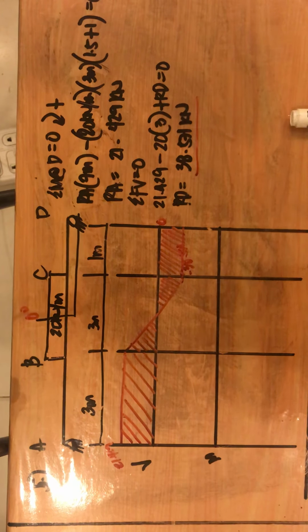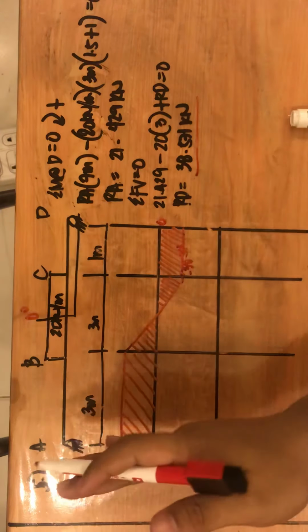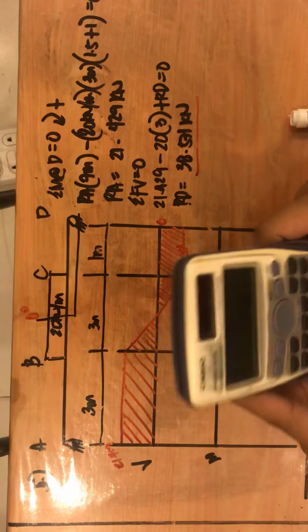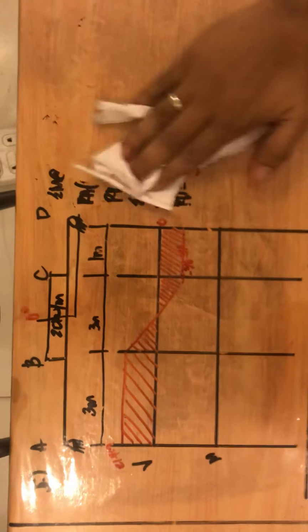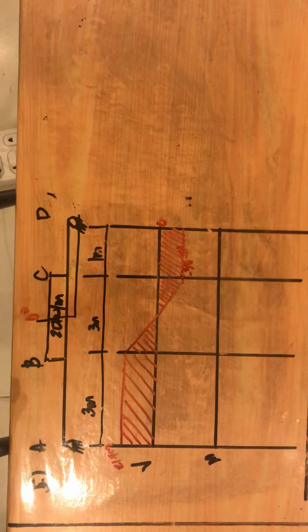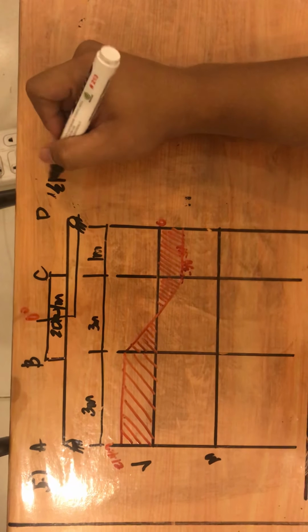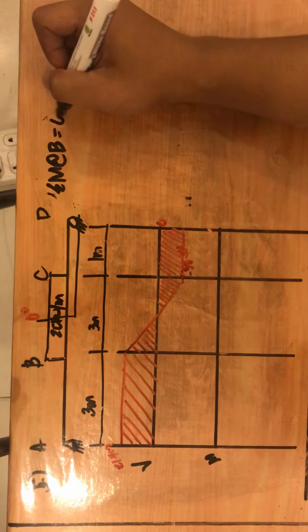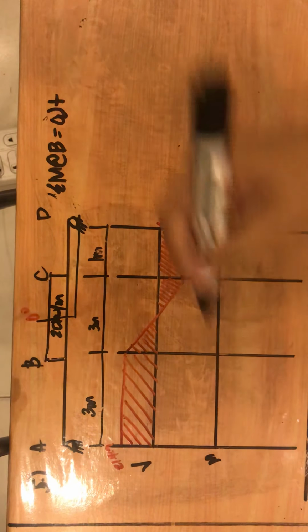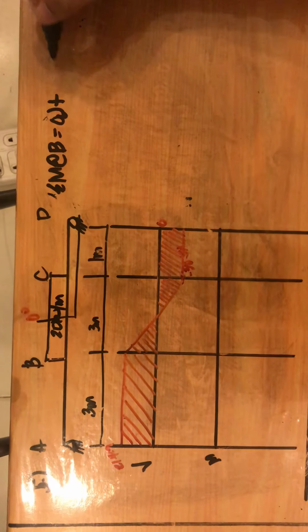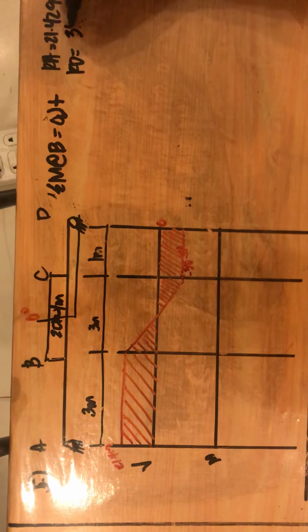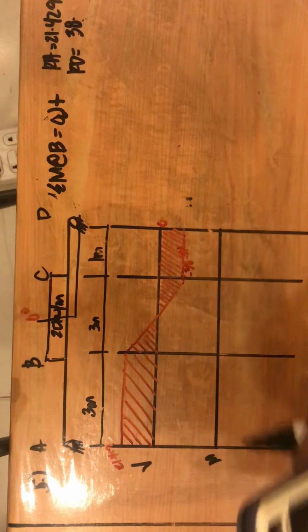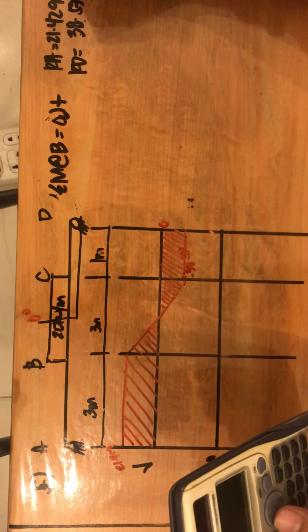Then next, moment diagram naman tayo. For the moment diagram, from left to right. Start tayo sa point A, then to point B. So moment tayo at B. Summation of moment at B equivalent to 0, clockwise positive. Support reaction natin is 21.429. Then, support reaction at point D, 38.571.